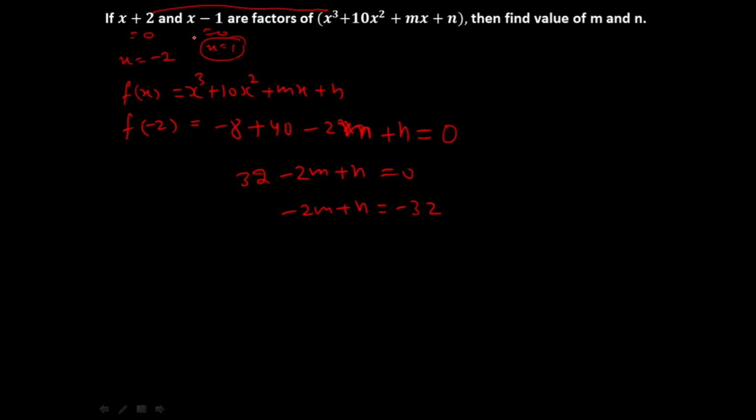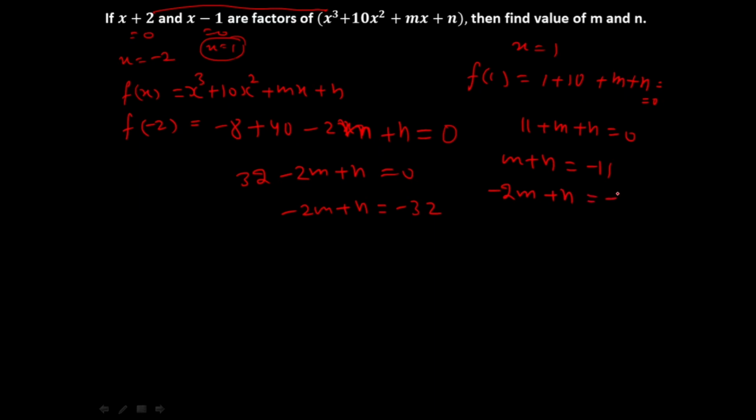Come to the second part. Here x is 1. If x is 1, f of 1 will also be 0. So replace x by 1: 1 cube plus 10 plus m plus n equal to 0. We have 11 plus m plus n equal to 0, which means m plus n equal to minus 11, and what we have already found is minus 2m plus n equal to minus 32.